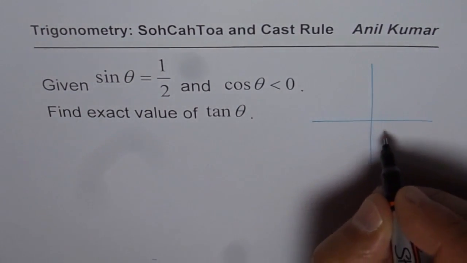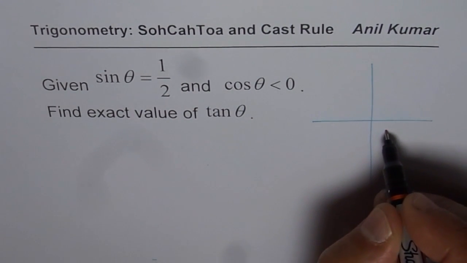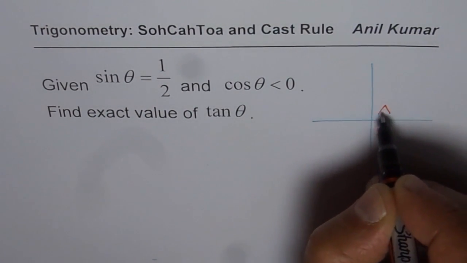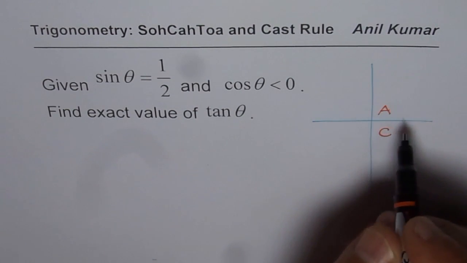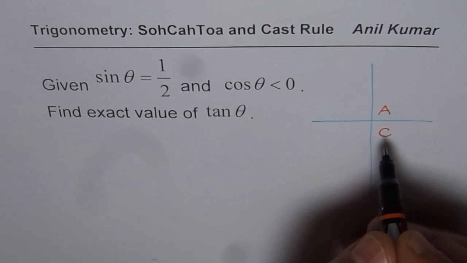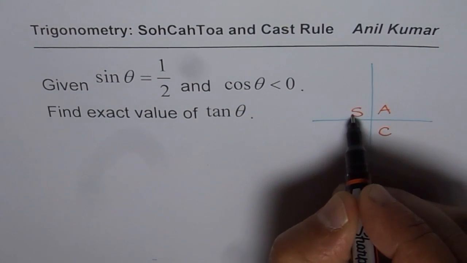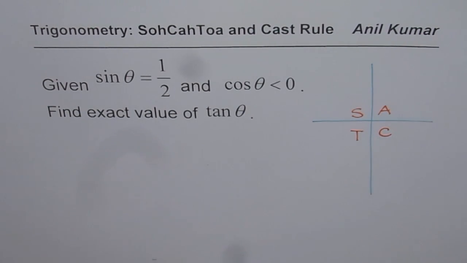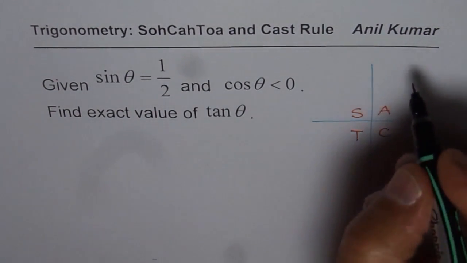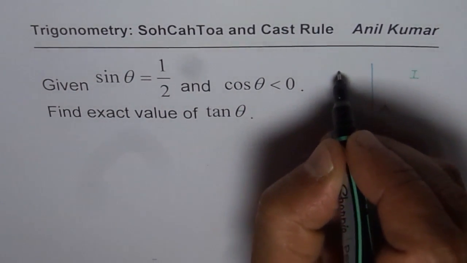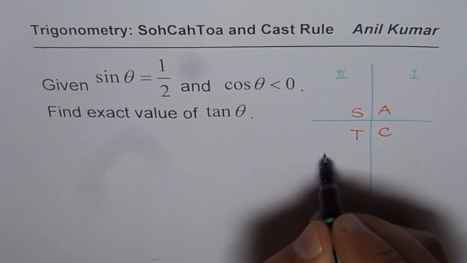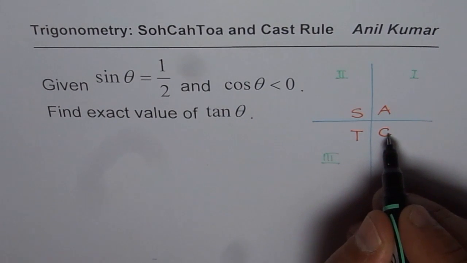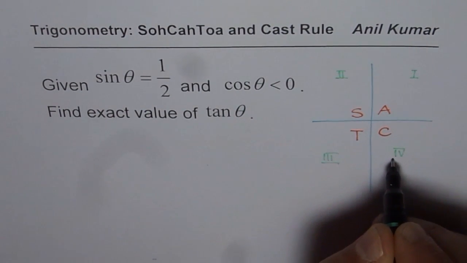CAST rule. That really means that in our coordinate system, cosine is positive in quadrant 4, all are positive in quadrant 1. Here we are talking about the ratios sine, cosine, and tan. Sine is positive in quadrant 2 and tan is positive in quadrant 3. So these are the 4 quadrants. In quadrant 1, as you know, all are positive. In quadrant 2, only sine is positive. In quadrant 3, tan is positive, and in quadrant 4, cosine is positive.